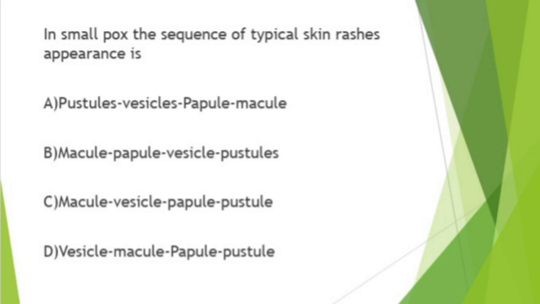In smallpox, the sequence of typical skin rashes appearance is option A, pustules, vesicles, papule, macule. Option B, macule, papule, vesicle, pustules. Option C, macule, vesicle, papule, pustule. Option D, vesicle, macule, papule, pustule. The correct answer is option B, macule, papule, vesicle and pustules.